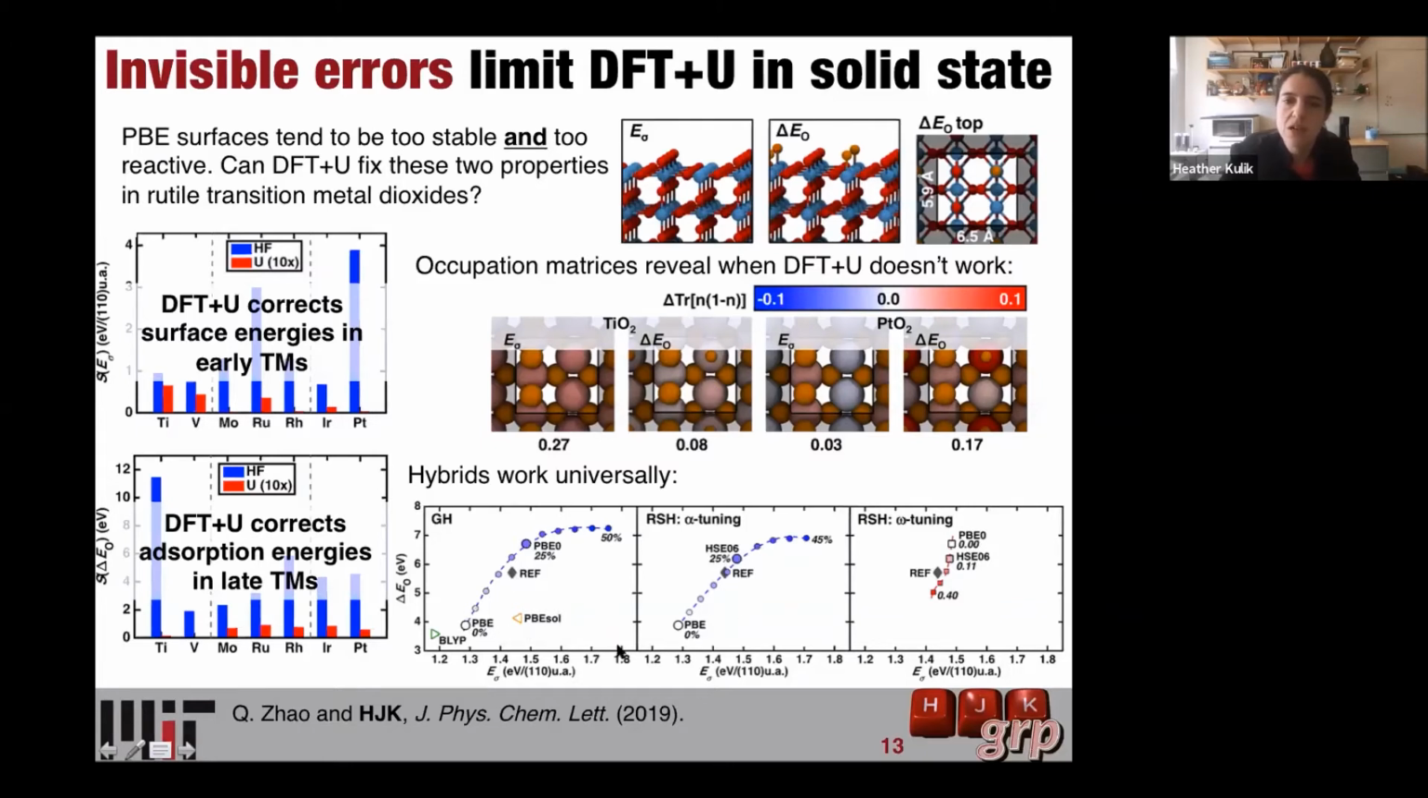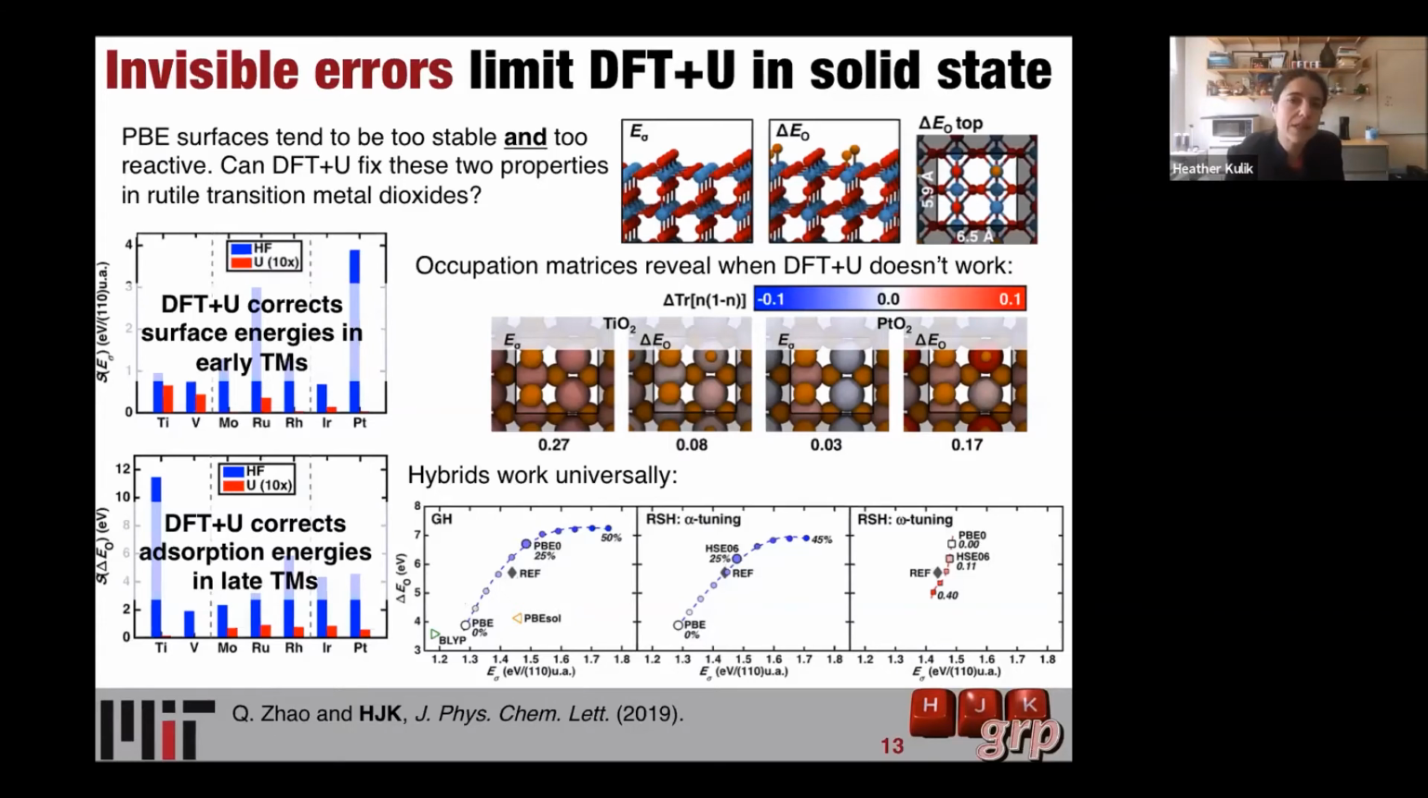You can see here universally PBE starts in the wrong space. That's the white circle in these two plots, and applying hybrid tuning, unlike DFT+U, can shift us in the right direction towards the reference, both increasing the surface energy and increasing the adsorption energy. So destabilizing the adsorption energy. So this is something to think about.